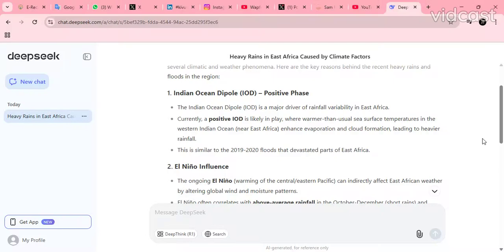We are going to talk about the heavy rains which are affecting East Africa, especially parts of East African countries, including Rwanda, DRC, Kenya, Uganda, Tanzania. There have been recent floods caused by heavy rain, and some people may wonder why we have this heavy rain, and what are the climate changes and the factors that have caused those heavy rains in this period, especially in this month.